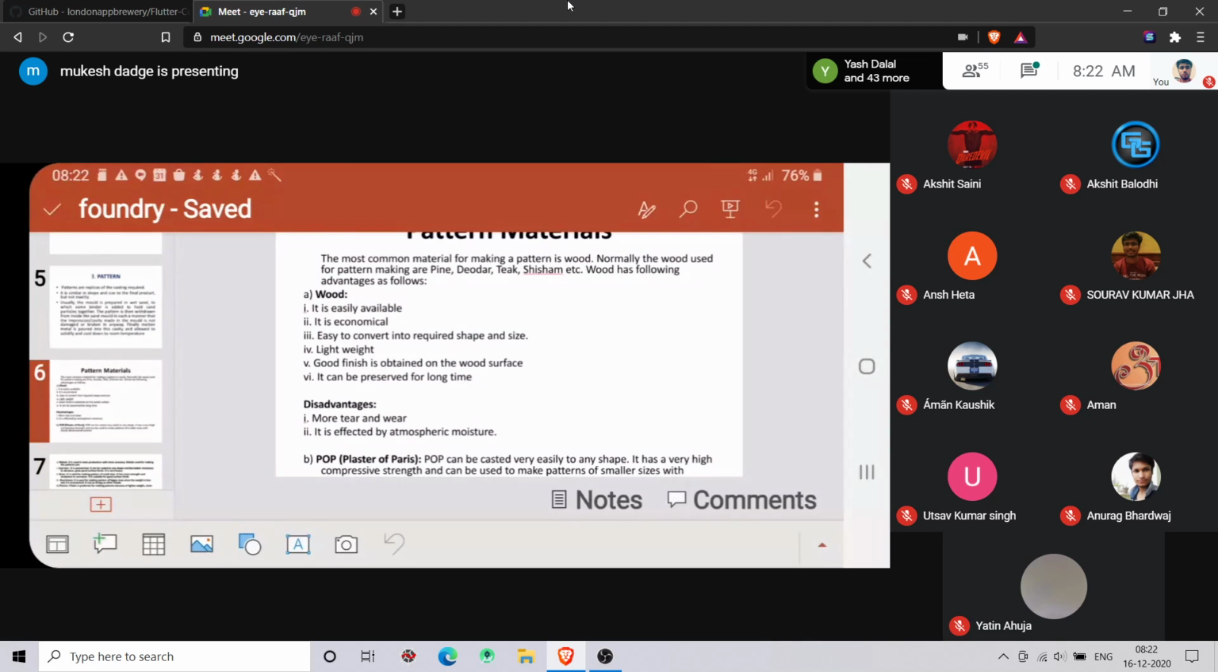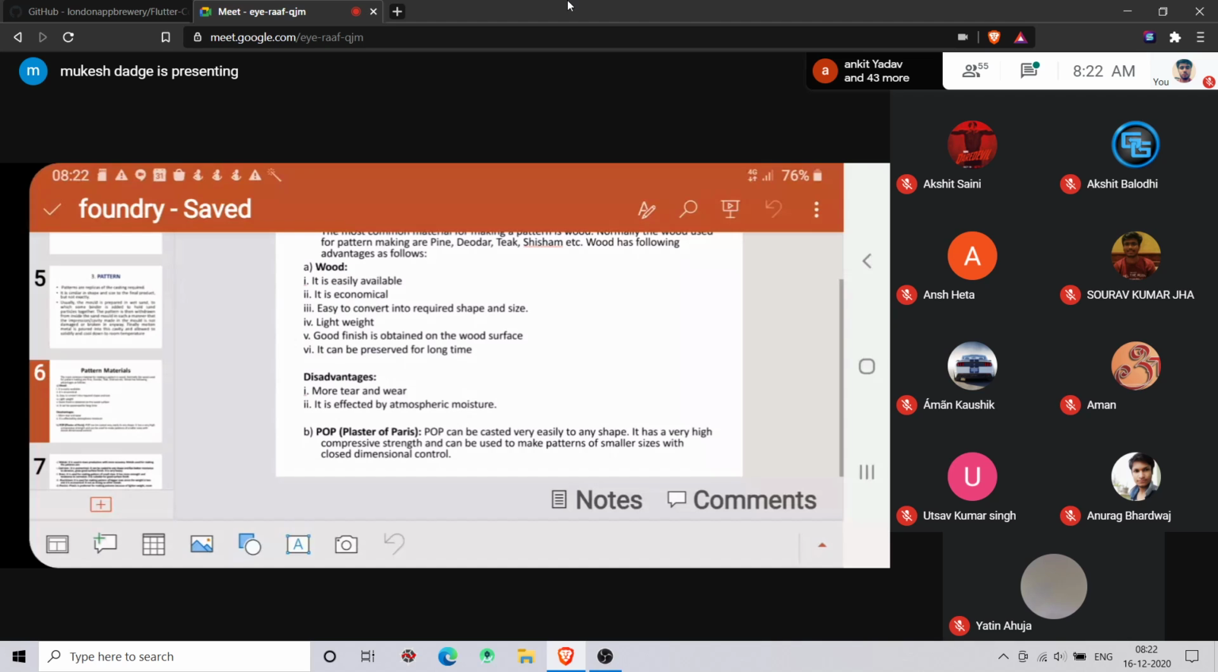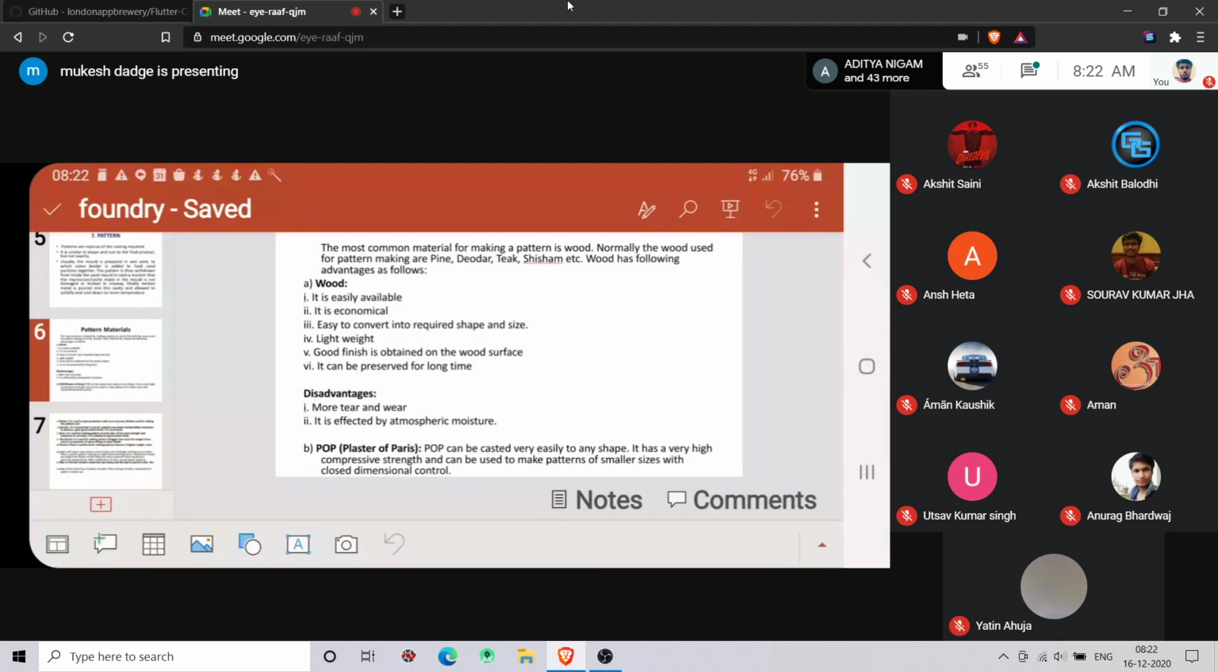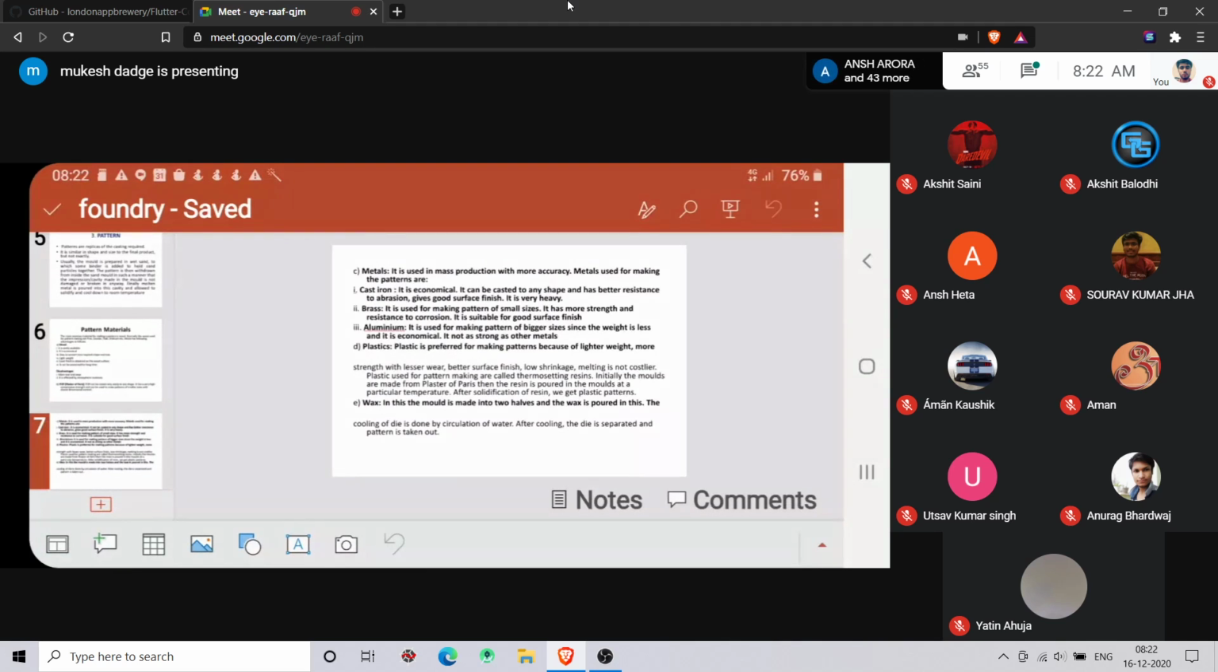So the next material is POP, plaster of Paris. POP can be cast very easily to any shape. It has very high compressive strength and can be used to make patterns of smaller size with close dimension control. So these are the materials and their advantages and disadvantages.